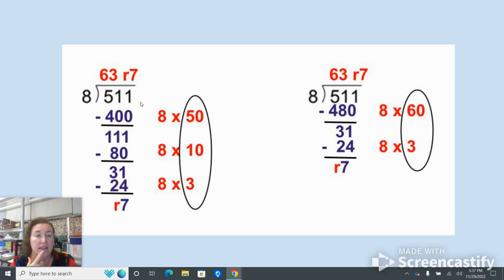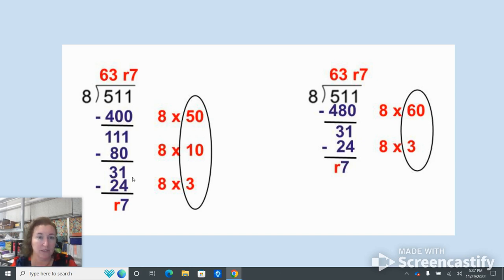So on this one might be a kid who's using a strategy. They start with, can we take 100 groups of 8 away? That's 800. No, that's too much. So let's cut 100 in half. Can we take 50 groups of 8 away? Yeah, 50 times 8 is 400. And we get 111 left. And then we can take out 10 groups of 8. 111 minus 80 is 31.